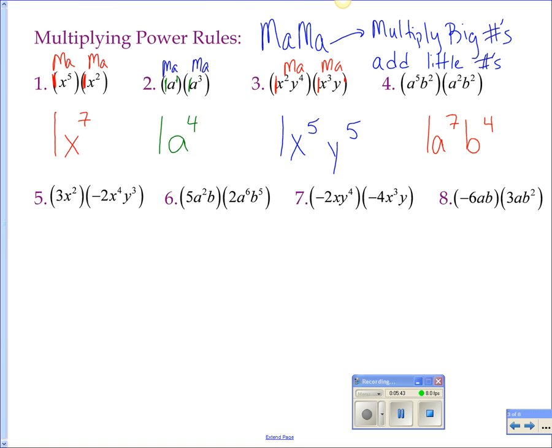How many people got that one right? All right. Looking good. All right, number 5. Do I need to put a 1 in front of this 3? No, there's already a number there. There's already a 3. Okay? All right.